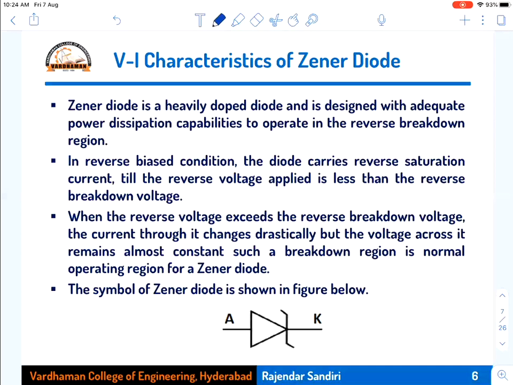Okay, a Zener diode is a heavily doped diode and is designed with adequate power dissipation capabilities to operate in the reverse breakdown region. In reverse biased condition, the diode carries reverse saturation current till the reverse voltage applied is less than the reverse breakdown voltage. So it is normally in reverse bias condition. The diode carries reverse saturation current, which is very small and constant. It remains constant till the reverse breakdown voltage.